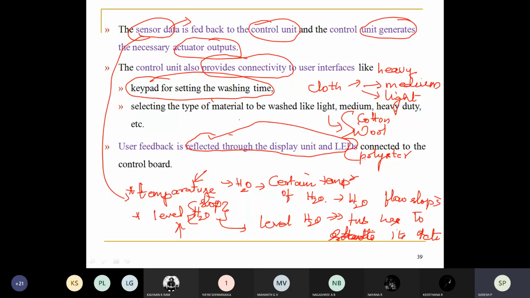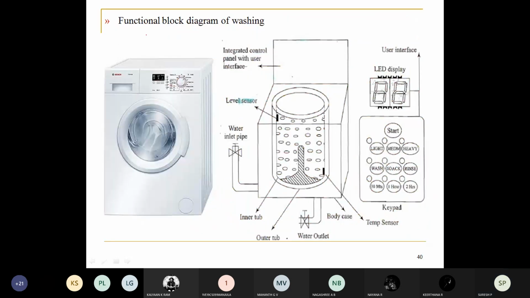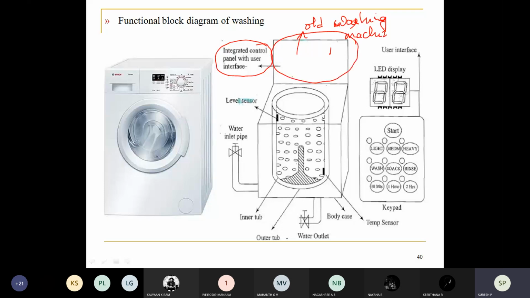Next, when it comes to the functional diagram, you can see it here. The top part is your integrated panel with user interface. So it is an old washing machine. Now in the new washing machine, this particular user interface will be placed in the front of the washing machine only.